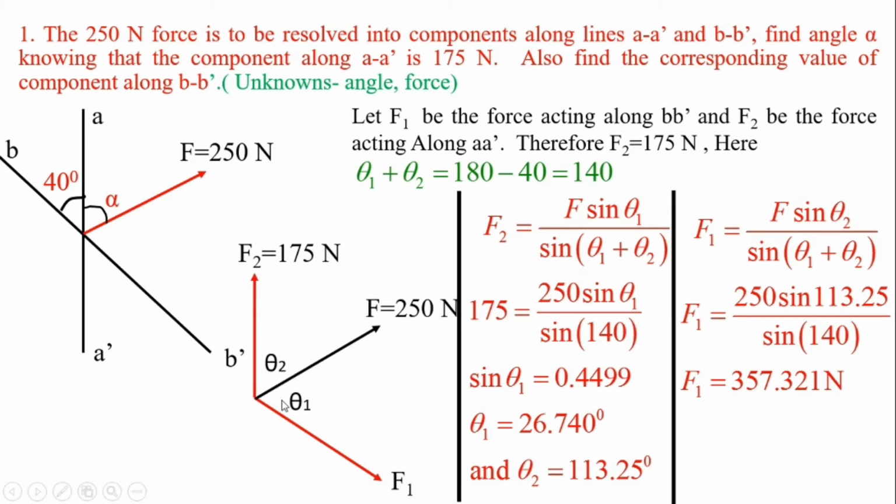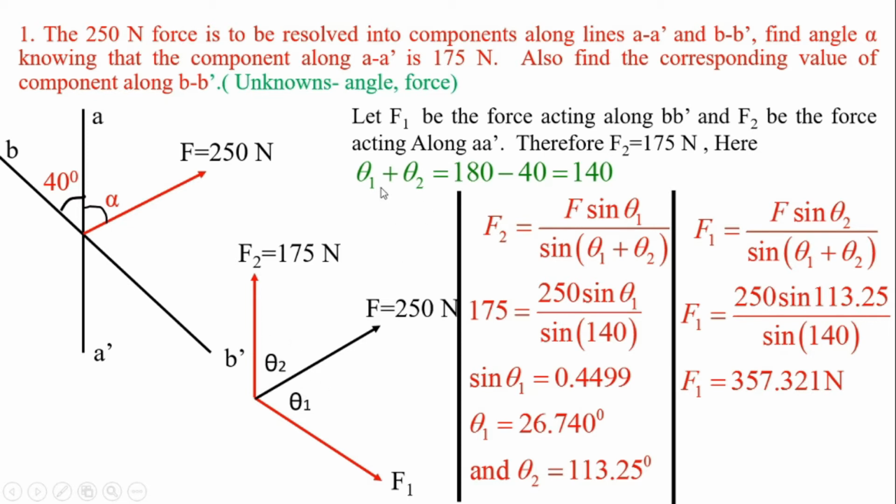What is theta 1? Theta 1 is the angle between F and F1, and theta 2 is the angle between F and F2. Our problem is to find this theta 2, or alpha. In the given problem the letter alpha was used, but now I am using theta 2 because I am using these two equations, and according to these equations I have modified the figure. So this is theta 2, the angle between F and F2, and this is theta 1.